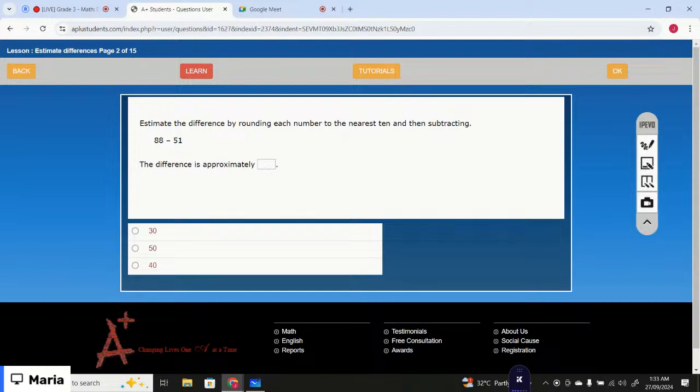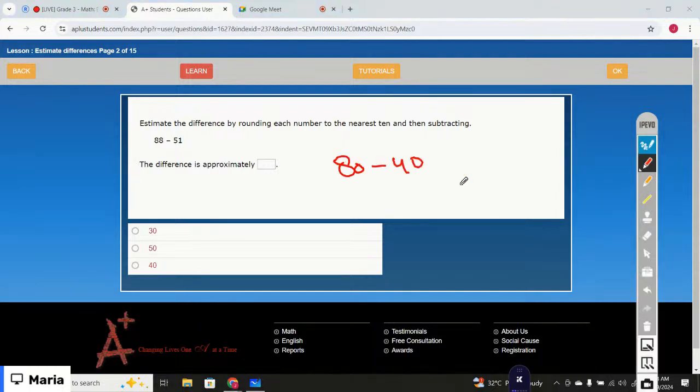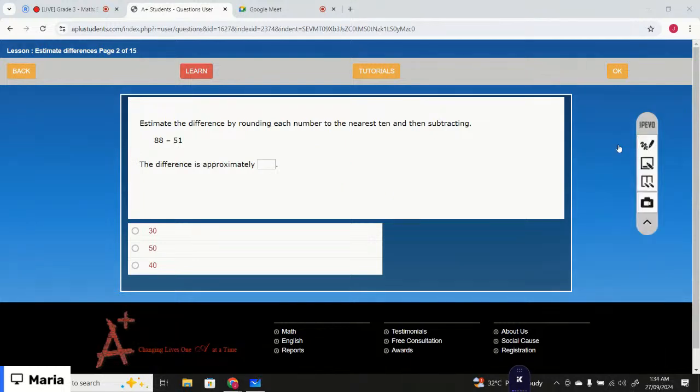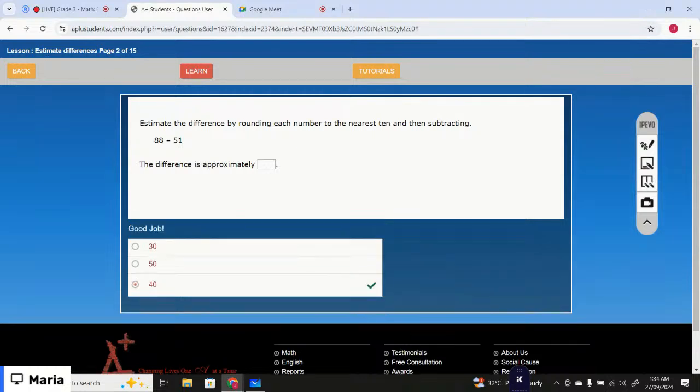Estimate the difference by rounding each number to the nearest 10 and then subtracting: 88 minus 51. So which is the correct option? 88 is rounded off to 90 and 51 is rounded off to 50. So 90 minus 50 is 40. Option number 3 is the correct option.